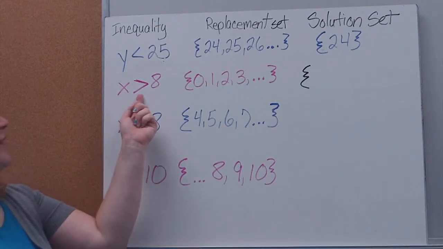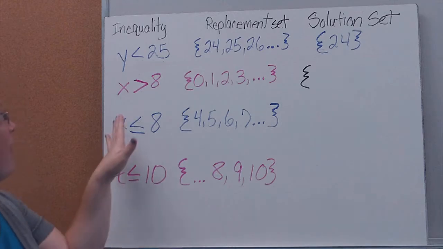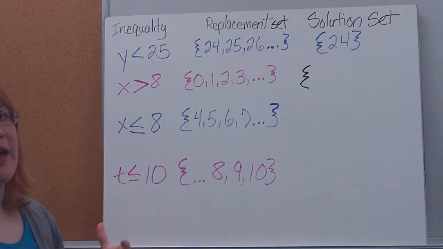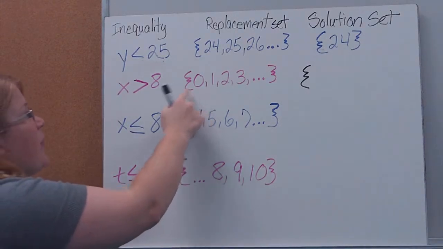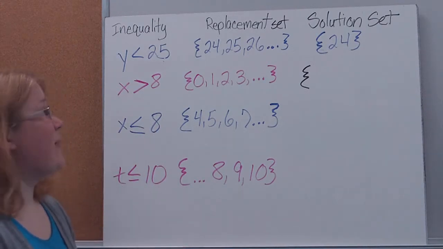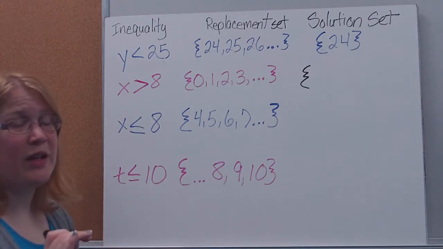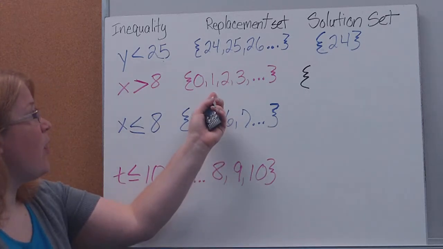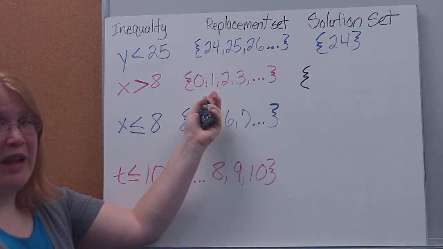So I'm saying x is greater than 8. So I only want values for x that are greater than 8. So we'll start with 0. If I plug 0 in, is 0 greater than 8? No, that is not a true statement. That's a false statement. So it's not going to be included in my answer set. 1 is not greater than 8.